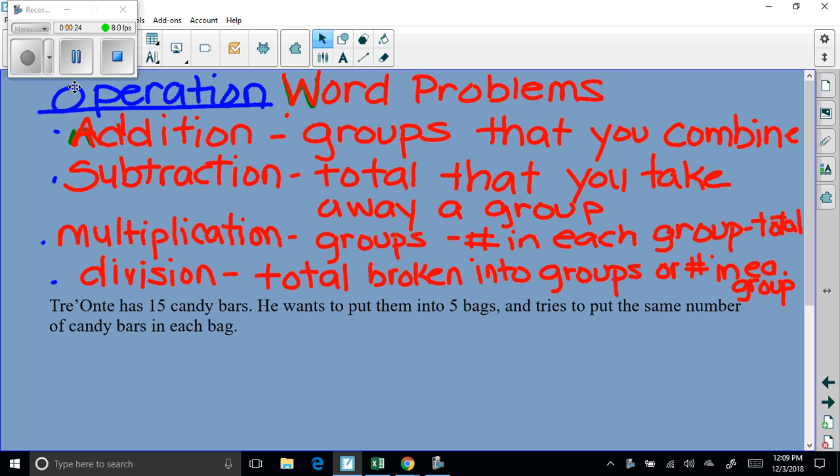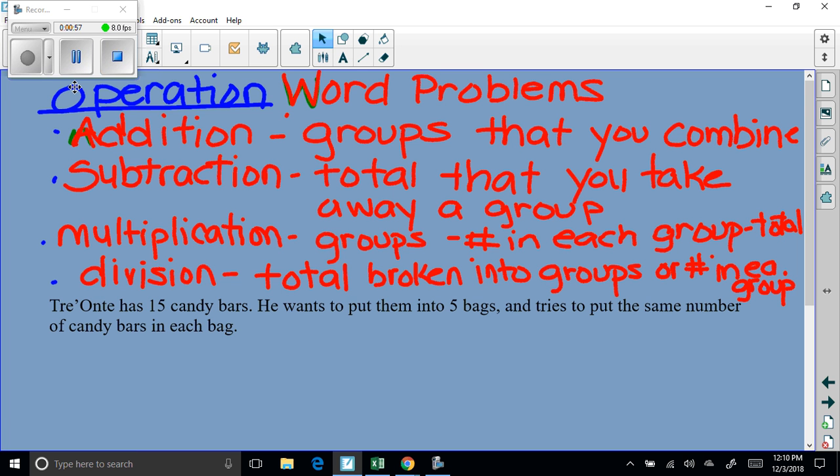In the operation of addition, in the word problem, you will usually have groups that you combine together. So it'll tell you how much is in one group, and it'll tell you that that person got another group, or that they had these two separate groups of things and they want you to put them together. In the operation of subtraction, they give you a total of something, and they usually take away what's in another group. So you're looking for that kind of information.